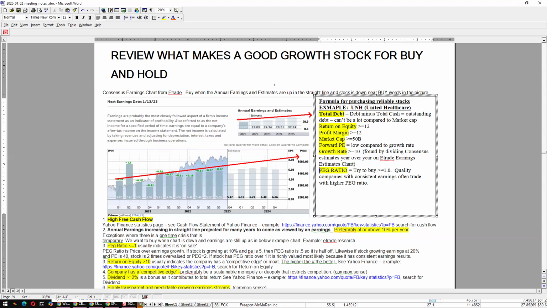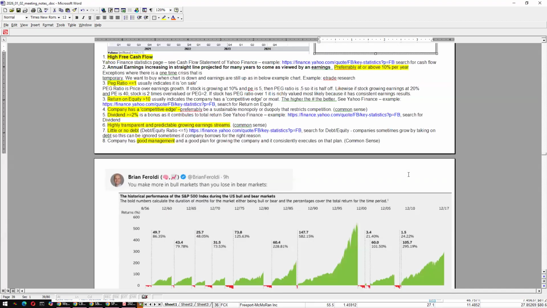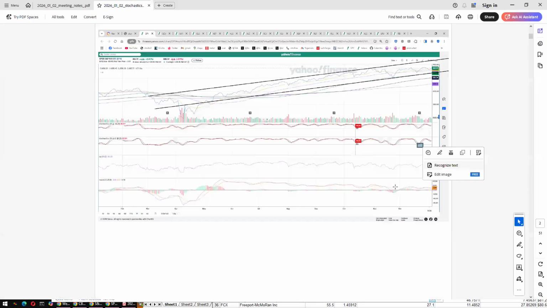And the PEG ratio, we try to buy stocks that have a PEG ratio less than or equal to 1, or if they are greater than or equal to 1, we like to have a really good reason. All right, so that was great. We reviewed that. Let's go back to our talking points now.